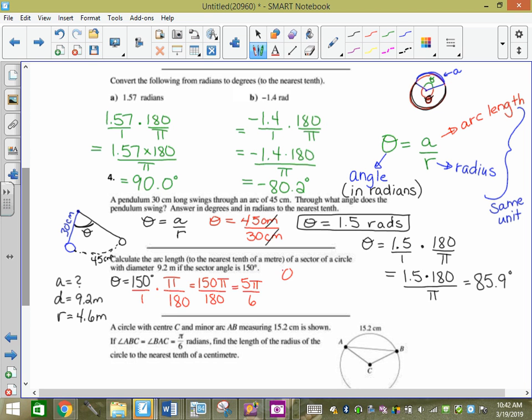So theta equals A over R. Theta is 5 pi over 6 equals A over 4.6 meters. So what do I do? How do I get A by itself? Multiply by 4.6. So I'm going to get A equals 5 pi over 6 times 4.6 meters. So what is my arc length? 12.0?